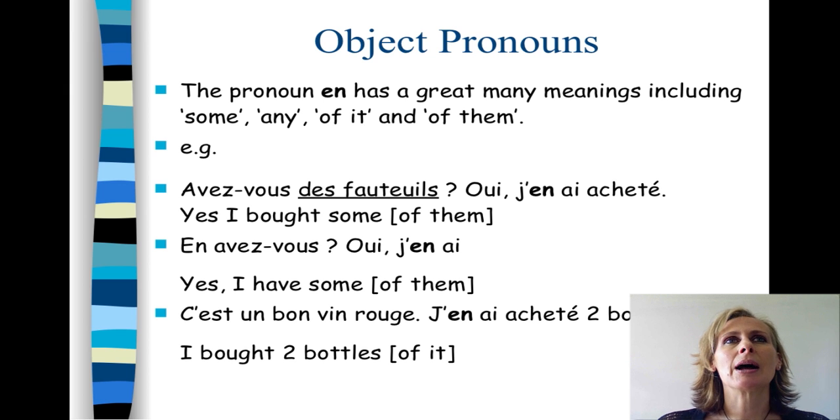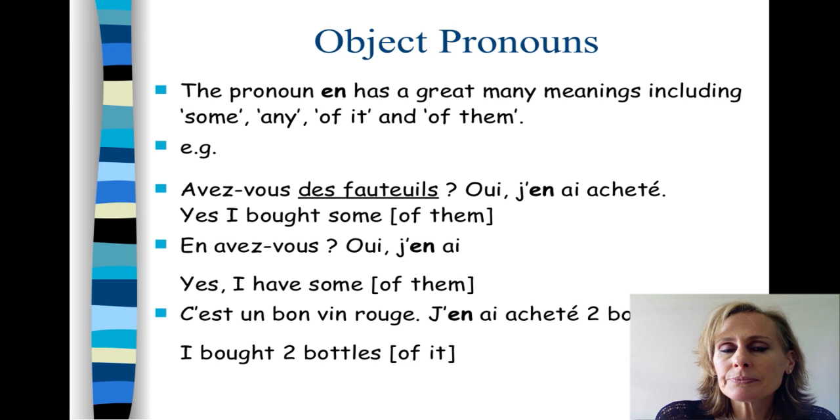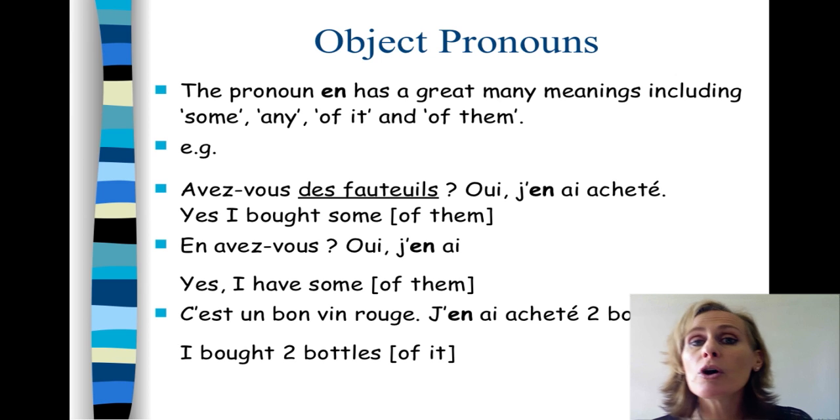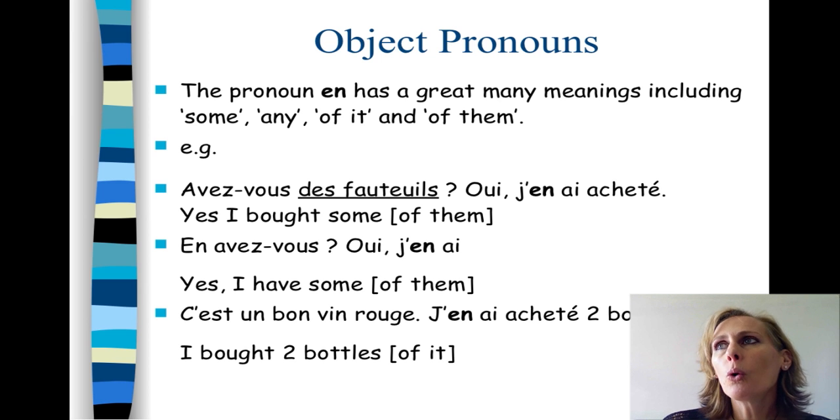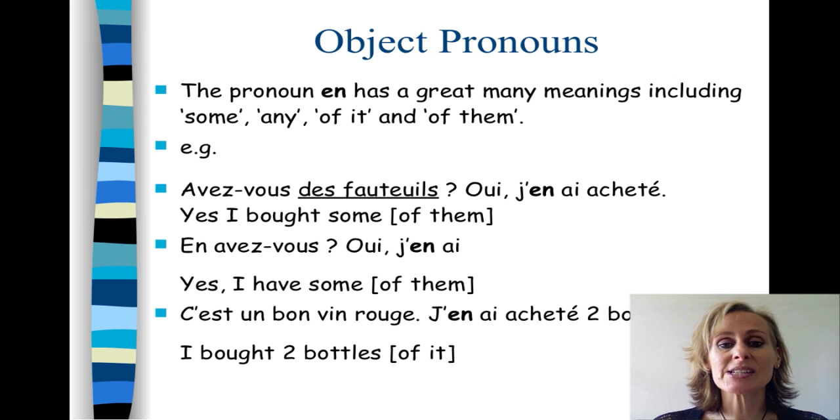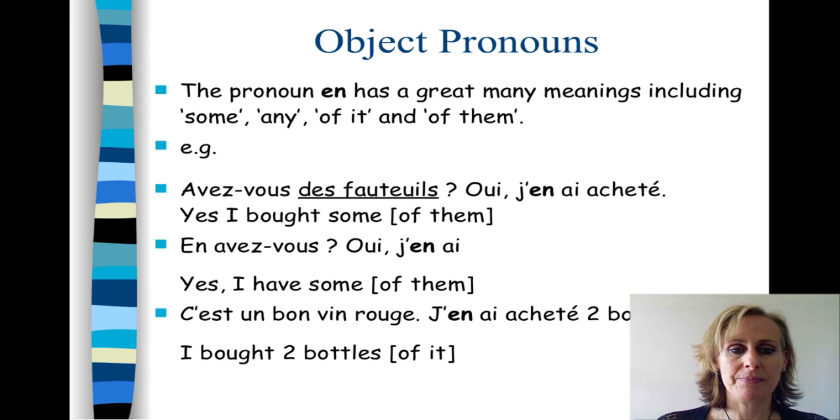Also, just as with y, it incorporates that idea, that preposition à, to, whether it be a place or a verb that takes à. In the same way, en incorporates the idea of de. Again, whether it's a verb that has de, or de is in a preposition. So, en avez-vous? Do you have some of them? Oui, j'en ai. Yes, I have some of them.